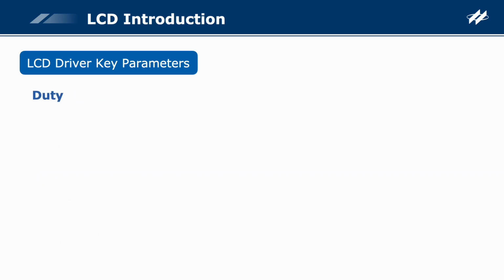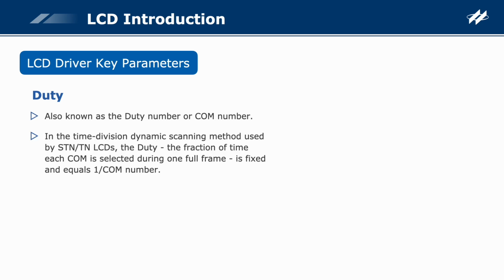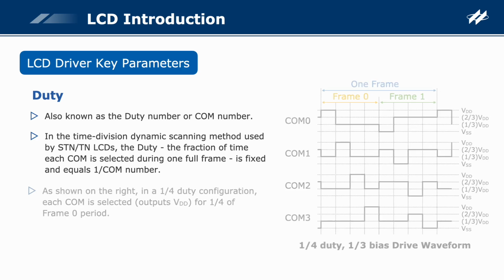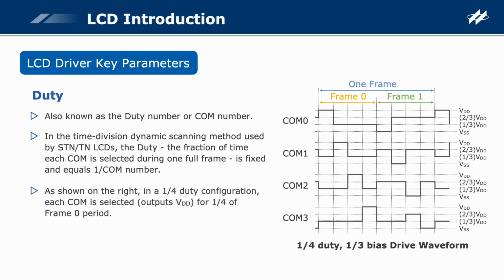The third parameter is the duty, also known as the duty number or COM number. In the time division dynamic scanning method used by STN and TN LCDs, the duty, representing the fraction of time each COM line is selected during one full frame, is fixed and equals 1 divided by the total number of COM lines. As shown on the right, in a 1/4 duty configuration, each COM is selected for 1/4 of the frame period.